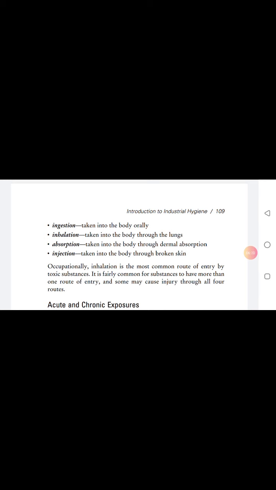Now, the next heading is acute and chronic exposures. Acute exposure and chronic exposure. What is the difference between these two exposures? We are going to study in this heading. When an individual receives a relatively large dose over a single or brief time period, we refer to this type of exposure as acute.